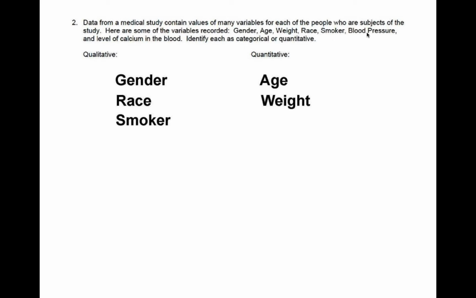So gender is a quality. Age is a quantity. Their weight is a quantity. Their race is a quality. If they're a smoker, that's a quality. Blood pressure, that's a number answer, it's a quantity. And the level of calcium in their blood is a quantity.